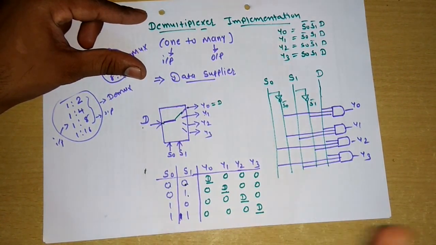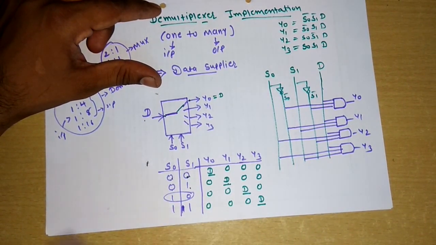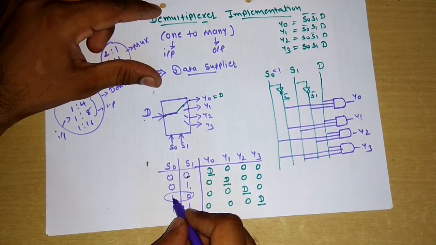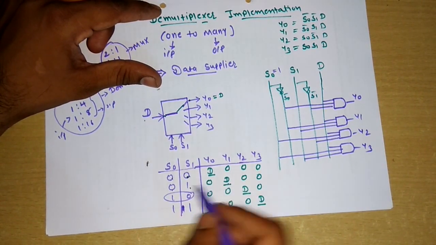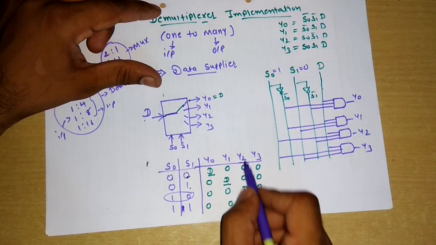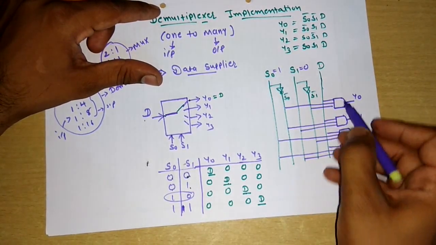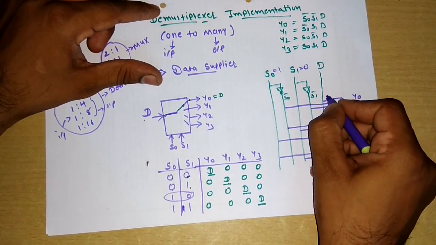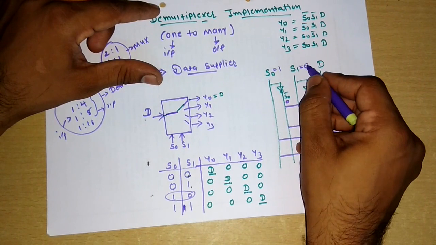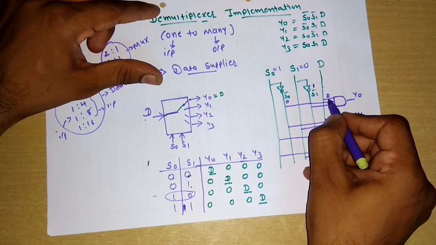Now let us verify any one combination. Let's say we want to verify this one: S0 is 1 and S1 is 0. What should be the output? Your output should be there only for Y2. So let us check it. For the first gate, here it is D. When you apply 1 to S0, S0 bar becomes 0. When you apply 0 to S1, S1 bar becomes 1. So 0 is connected to this gate.